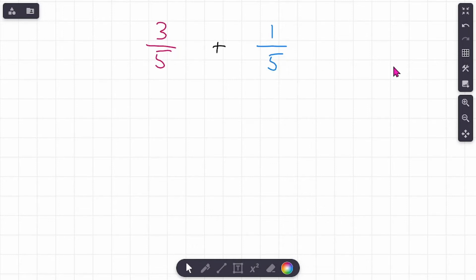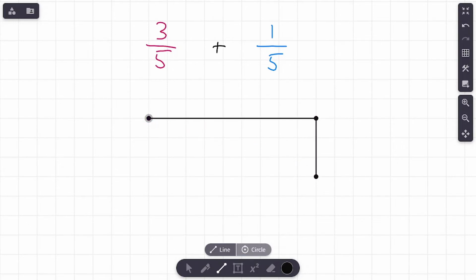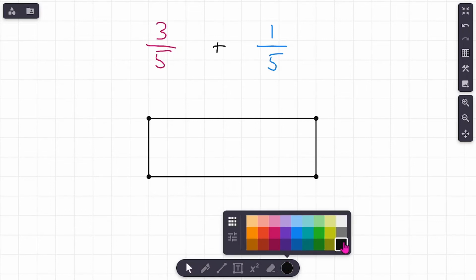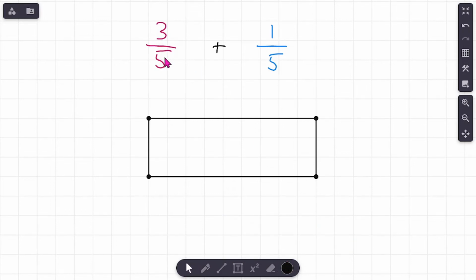We're going to be drawing a model again, so go ahead and draw whatever model of your choice. Like I said, I usually like to go with a rectangle. That's usually what works best for me, and that's what I'm going to do again here in this problem. So let me get a rectangle on the screen. There we go. All right, so what I want us to do, first things first, let's take a look at our denominators. We've got 3/5 plus 1/5.